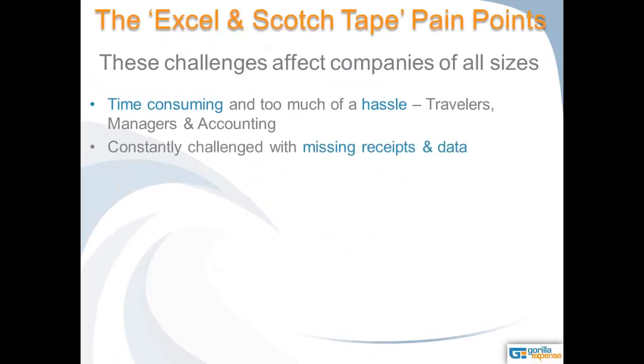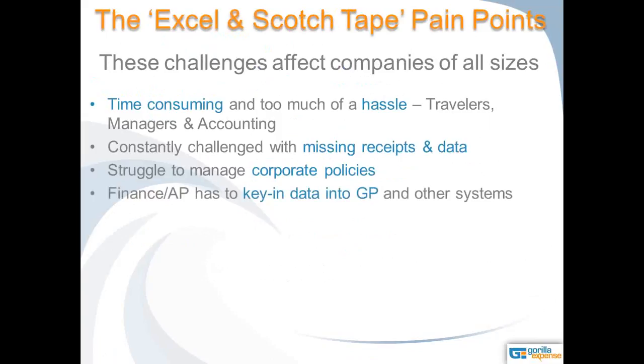Constantly challenged with missing receipts, missing data. That's always a problem. Companies that are looking to manage their policies, you can apply some policies on Excel, but there's only so far you can go. And of course, this is a favorite from our customers, especially from the accounting and the AP departments, where they have to manually key in the data into GP, and sometimes there are other systems as well. And it's just a cumbersome and a frustrating process that doesn't really add value.